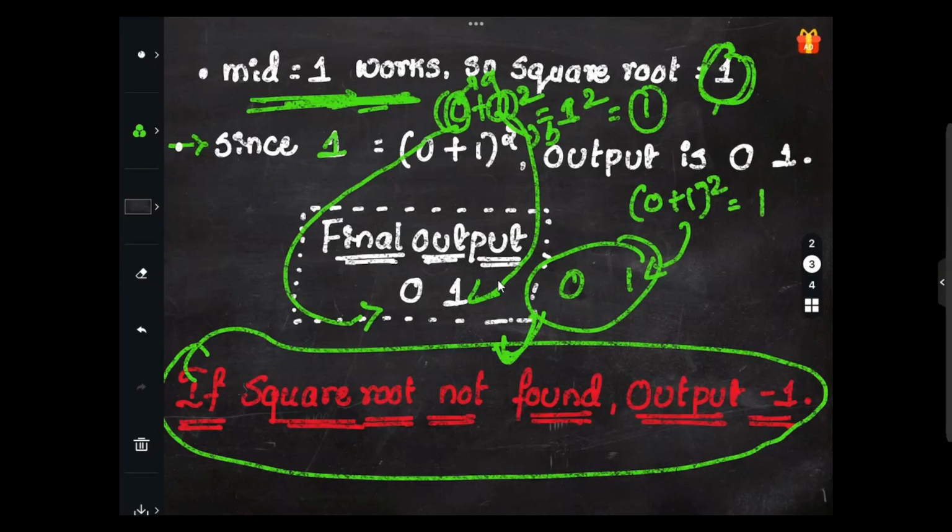Square root of 1 is nothing but 0 plus 1 square forms the square root, square root of 1 itself, right? So here in this case, we have got the output 0 1, which is equivalent to the output that they have given for the first example in the question, right? So I hope this part is completely clear. If square root is not found in that case, we have to output -1. Just keep this in mind as well.